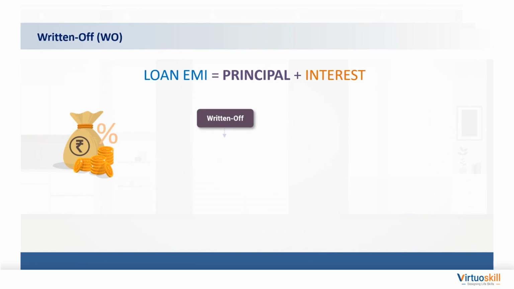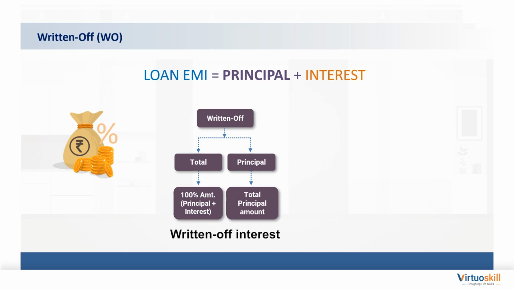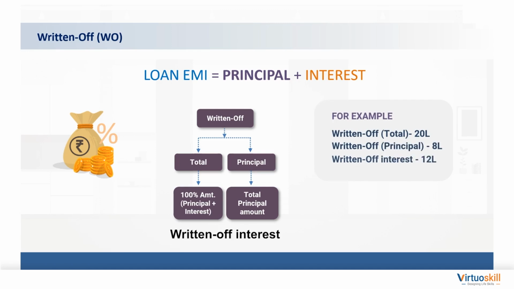The written off status is subdivided into written off total and written off principal. In the case of total, 100% of the amount is written off, including the principal and interest. In principal, the total principal amount written off is reported. Basically, the objective of reporting these two sections is to help find out the written off interest. For example, if total written off is 20 lakh rupees and principal written off is 8 lakh rupees, then written off on account of interest will be 12 lakh rupees.